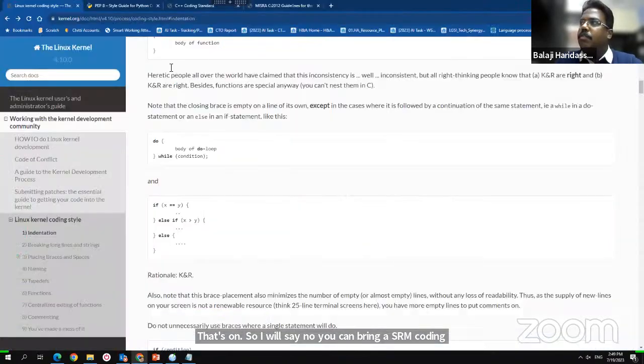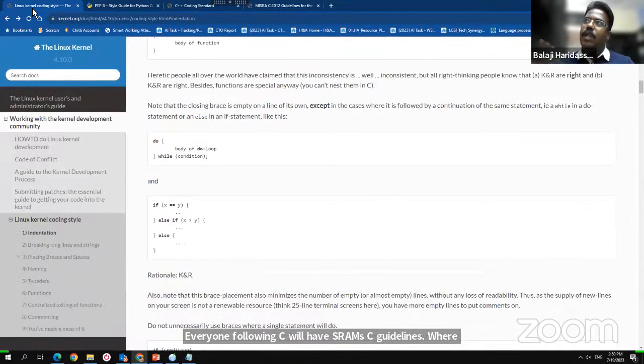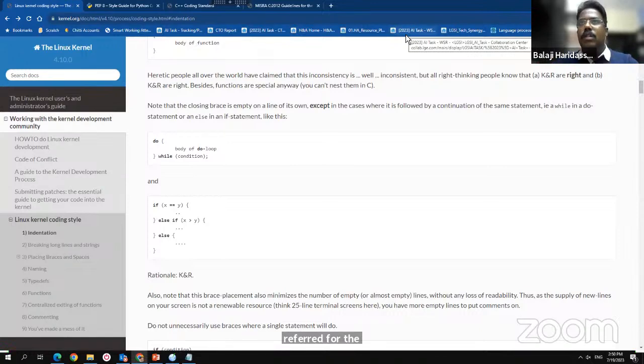You can bring the best of PEP8. You can take PEP8, review it, and see what PEP8 has not provided, and you can create your own. You can add more to it, or modify something to make it better, so that everyone who is following coding in SRM will follow SRM's Python guidelines. Everyone following C will have SRM's C guidelines. You referred to the guideline for the correct syntax, and to other guidelines for other syntax. You got the best out of it and you formed your own standard.